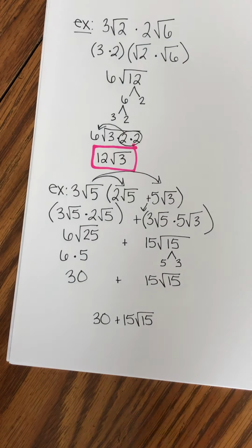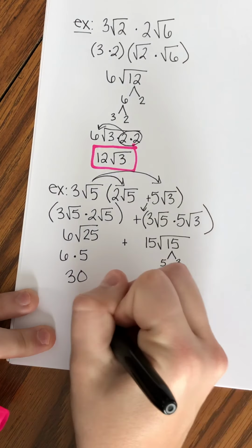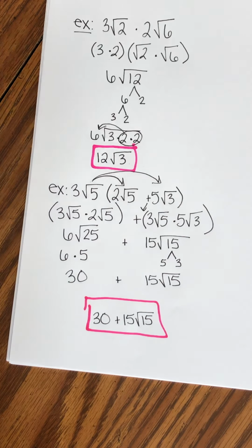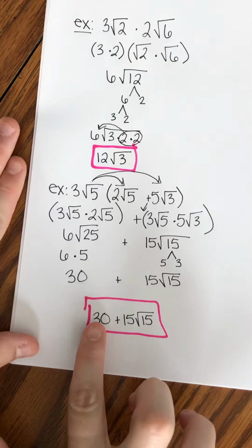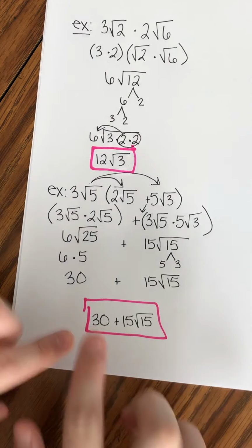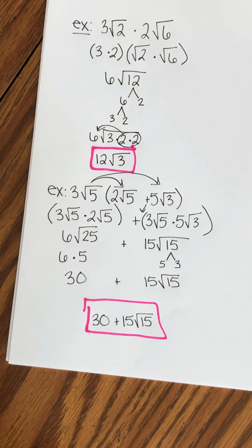You cannot combine anything else together. That would be your final answer. Just like with variables, you wouldn't be able to combine like x's and y's together. Same thing here. You can't just add those. They have to be 2 separate things.